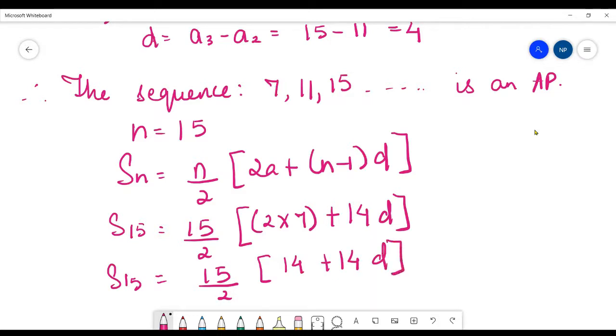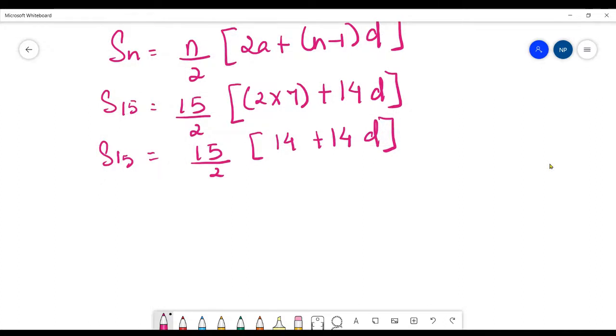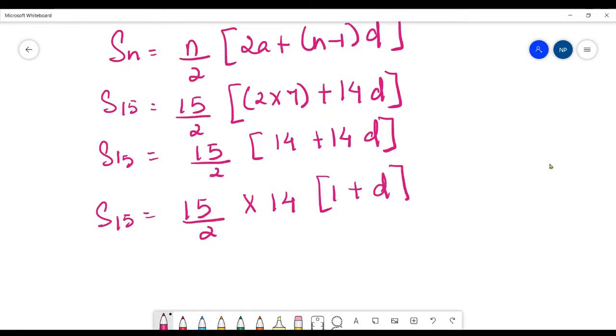Now from here, can we take 14 common out of the bracket? Yes, we can take out 14 common. So S15 is equal to 15 by 2, take out 14 common. We are left with 1 plus D.